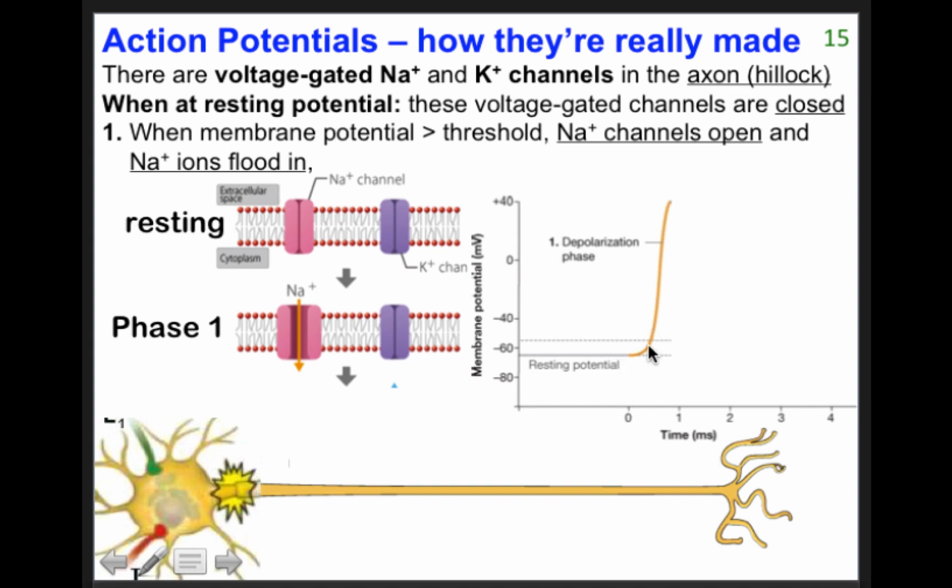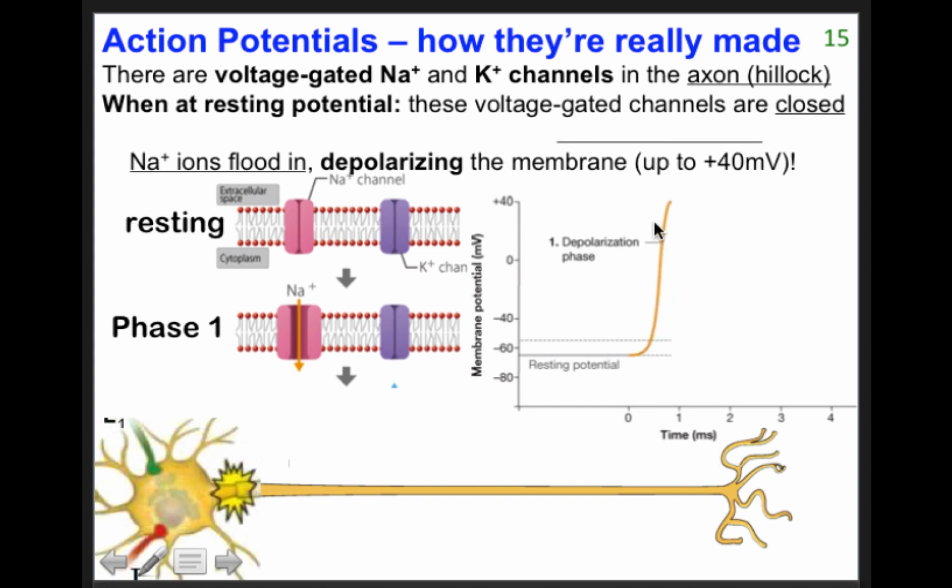So rather than being at negative 50, it's going to shoot up high, get depolarized, meaning it's losing its polarization, actually go past 0 all the way to positive 40 millivolts. All right, so in this first phase, the sodium channels snap open, lots of sodium floods in, and we lose that negative charge, so much so that we go past 0 and go all the way up to positive 40 millivolts.